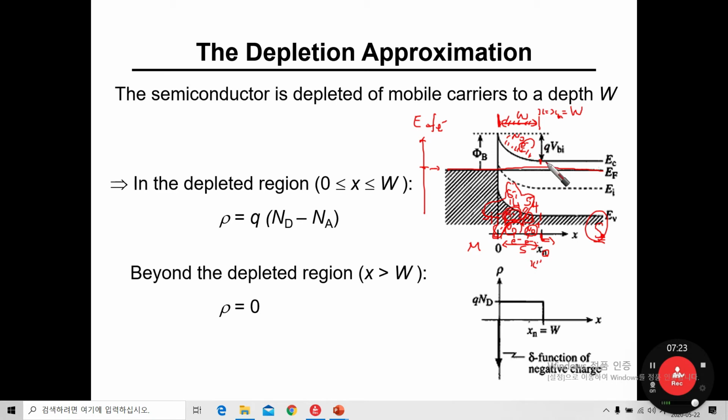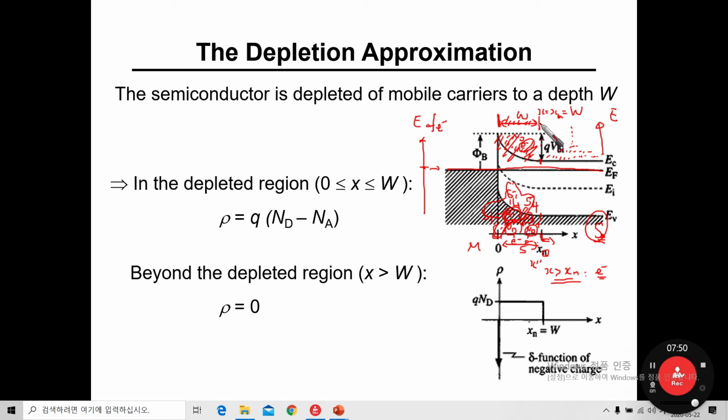So beyond W, when x is higher than xn, many electrons are available. You know how those electrons are distributed as a function of energy, right? Following the Boltzmann distribution. But in this depletion layer, no electron is available because it is depleted out.